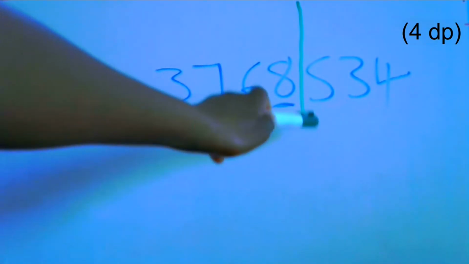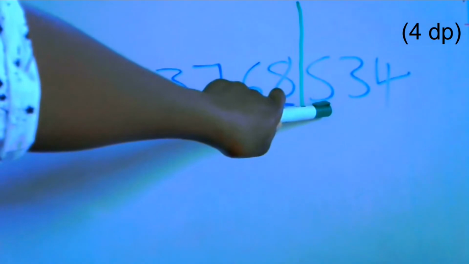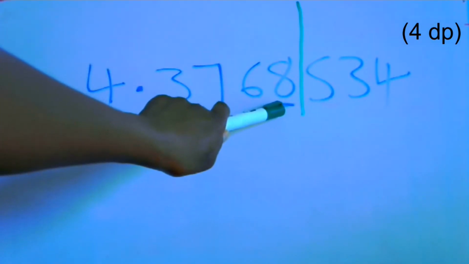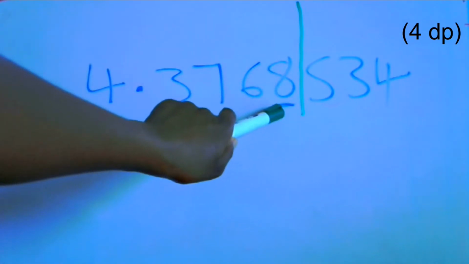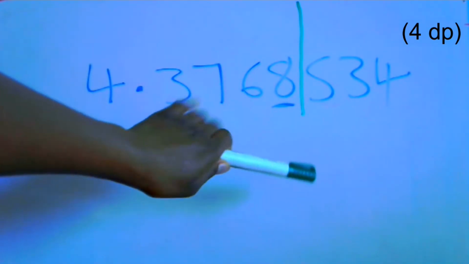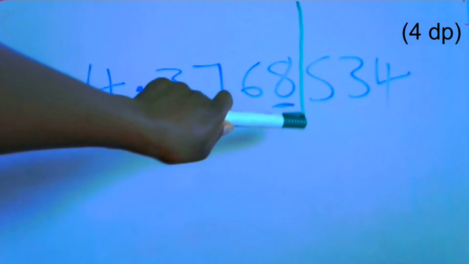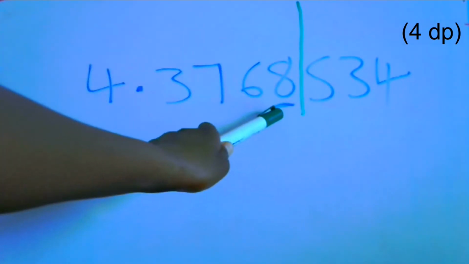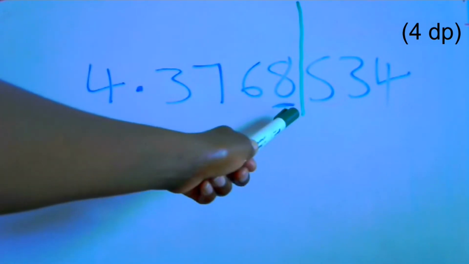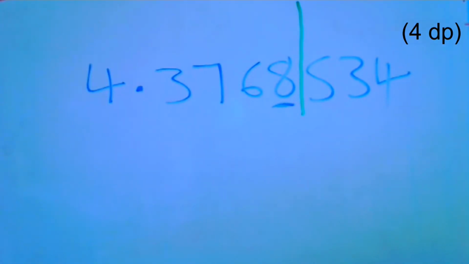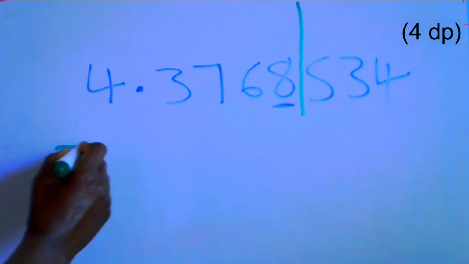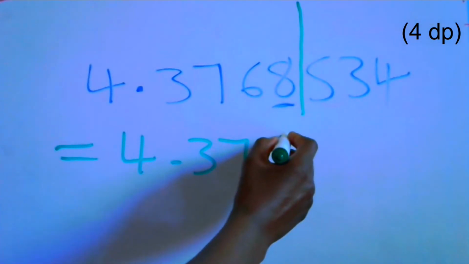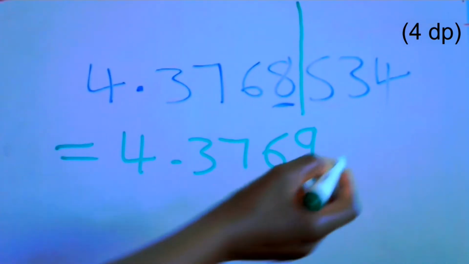Now we look at this 5. A 5, does it change this 8? Should we round it up or we round it down? Rounding it down means it remains the same. Well, definitely, because it's a 5, it will cause our 8 to be rounded up. So our final answer will be 4.3769.